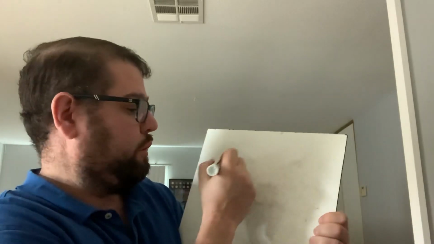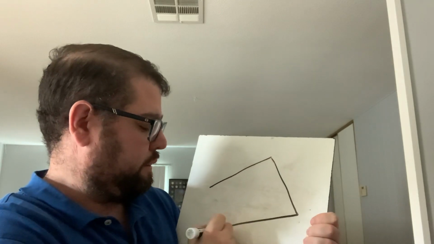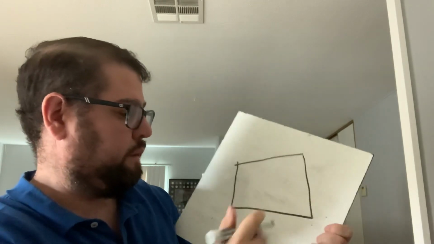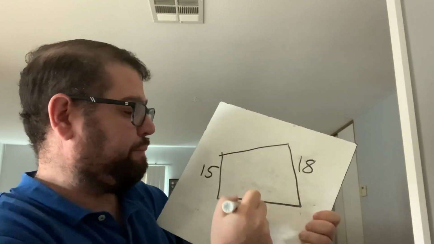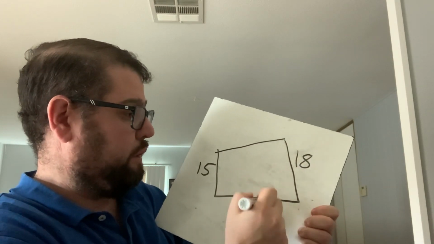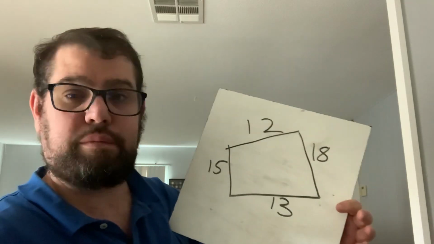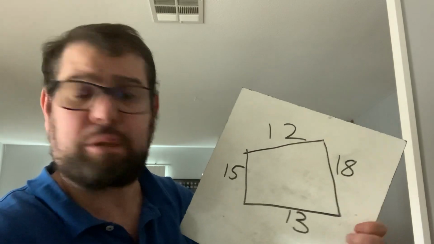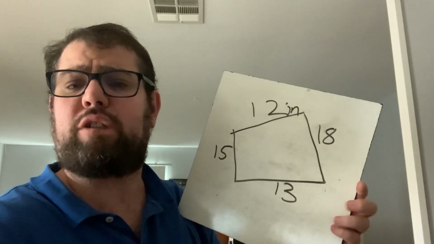There's more though. What if I have something that looks like this? This is 18, 15, 13, and 12. I'm making up these numbers, so I know they don't look exactly right. Just go with it because I want you to understand.